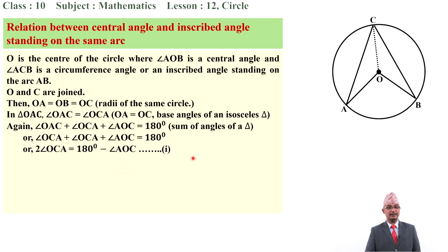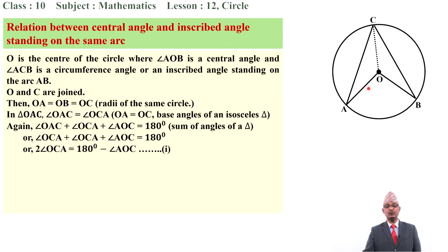So what can we write? 2 times angle OCA, because angle OCA plus OCA is 2 times angle OCA, equals 180 degrees minus angle AOC. So AOC is an isosceles triangle, and in triangle AOC, what relation have we got? 2 times angle OCA equals 180 degrees minus angle AOC. But BOC is the same type of isosceles triangle. This BOC is also the same type of isosceles triangle as we have discussed in isosceles triangle AOC.